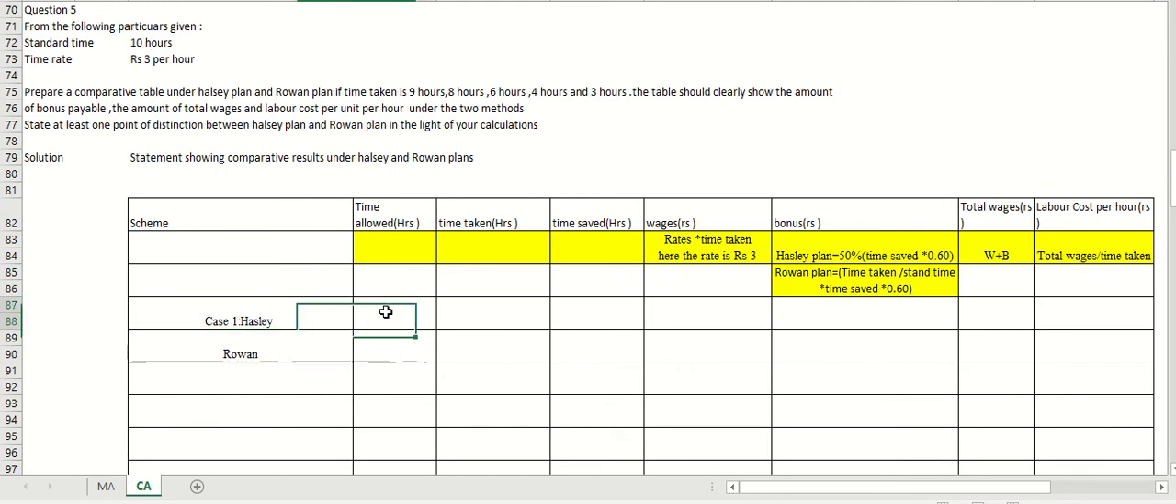So in this, if you see the time allowed, which is your standard time, remains same for both the methods. The time taken is 9 hours. So first we'll prepare for 9 hours, then we'll prepare for 8 hours, 6 hours, 4 hours and 3 hours. So this is for case 1, which is 9 hours. The time saved. How will you get time saved? Basically your time allowed minus your time taken. So time allowed or the standard time minus time taken.